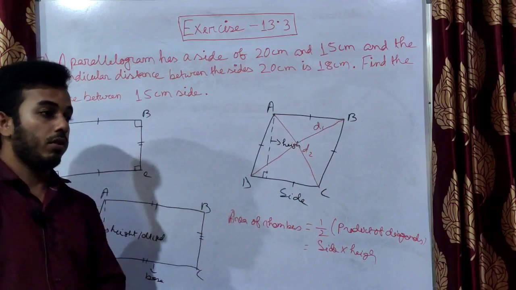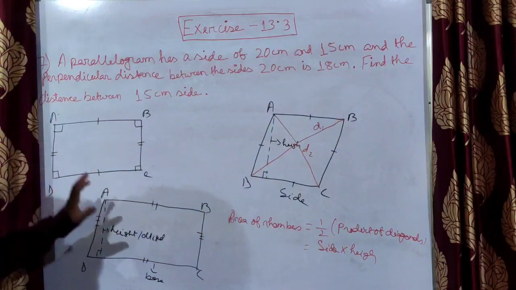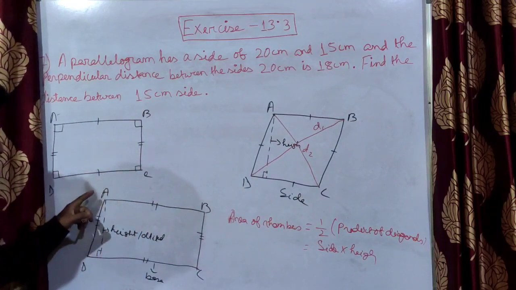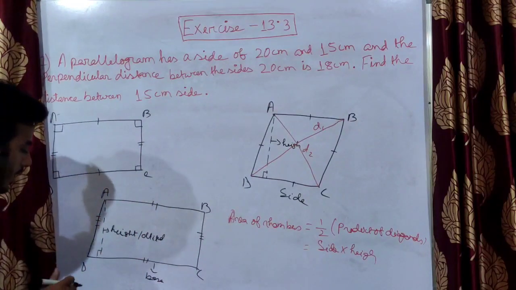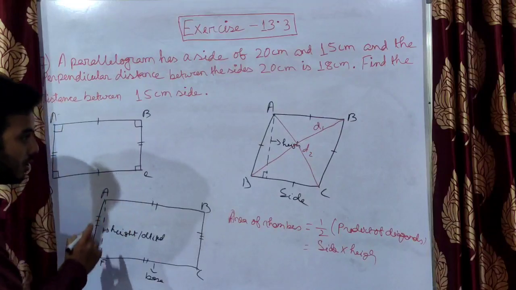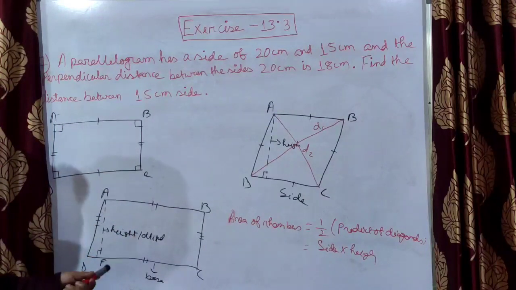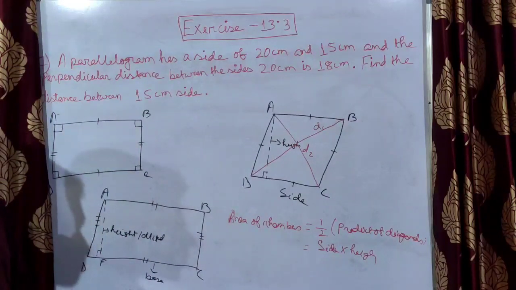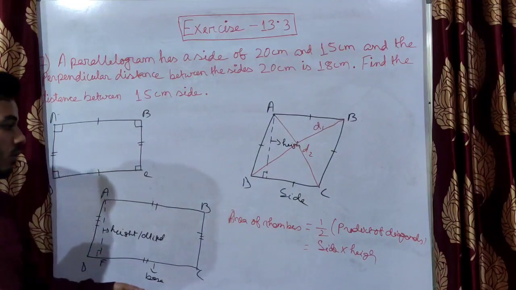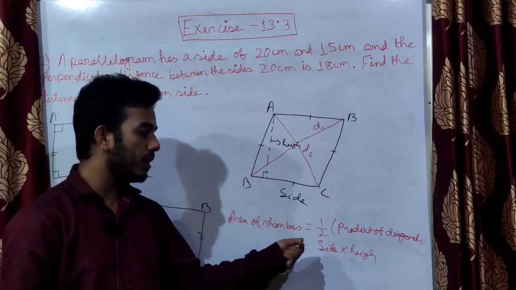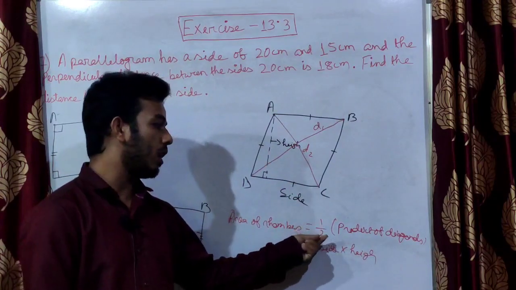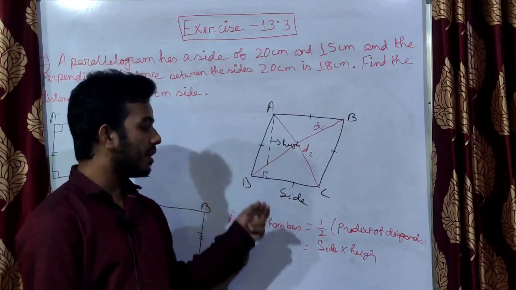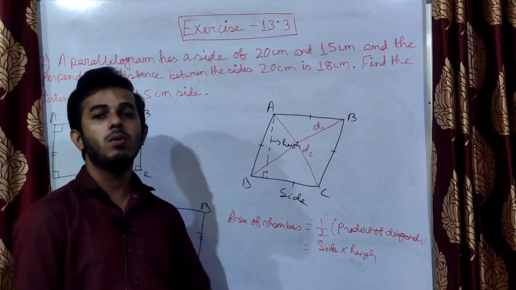Clear? Let me recall everything. We will find the area of a parallelogram with base into altitude. Altitude is this in this figure. AF is the altitude, right? So altitude is the shortest distance between the two opposite sides. And we will find the area of a rhombus with two formulas. One is if diagonals are given, we will use half of the product of diagonals, and second, if side and height are given, we will use side into height.